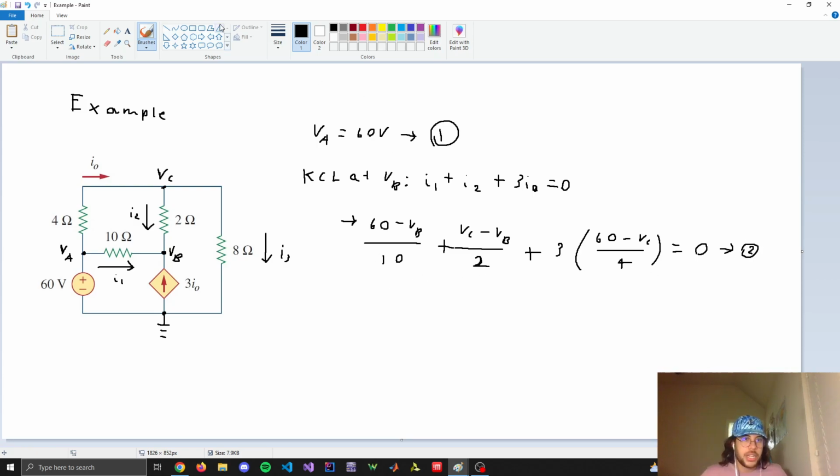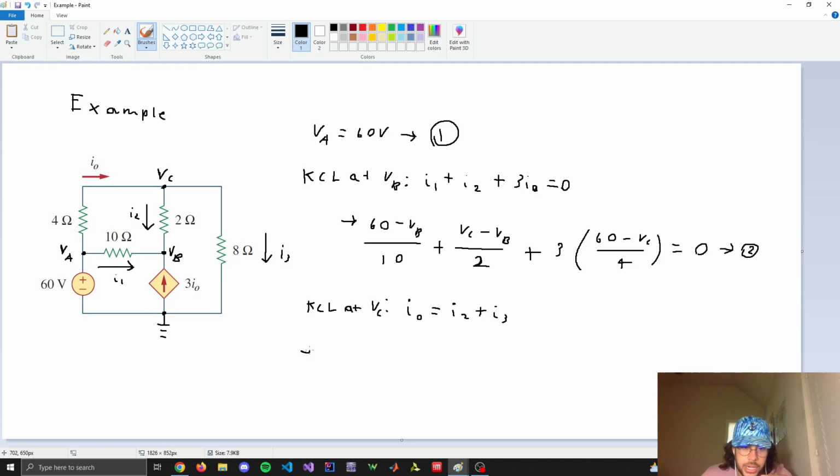And then for our last equation, I need to write the KCL at VC. So let's go ahead and do that. So we have the KCL at VC, which is going to be I0, because that's flowing in, equals current flowing out, which is I2 plus I3.